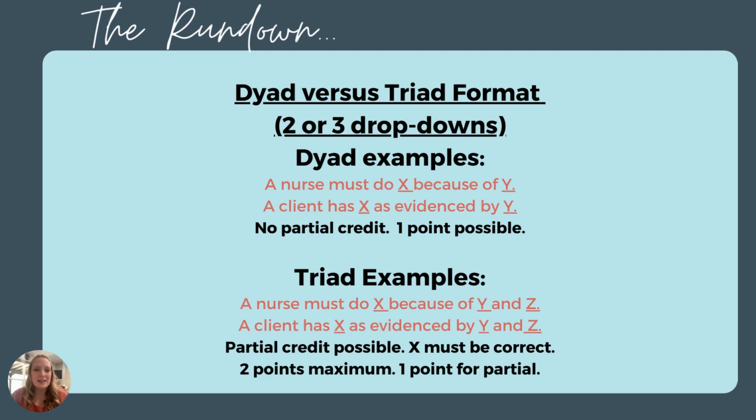With the dyads, or the ones with just 2 blanks, you need to have X and Y correct to earn 1 point, which is the maximum possible for dyad-style drop-down rationale questions. Here are some examples. A nurse must do X because of Y, or a client has X as evidenced by Y. So if you miss either the X or the Y, you get 0 points. No partial credit on dyads. But if you get both correct, that's 1 point.